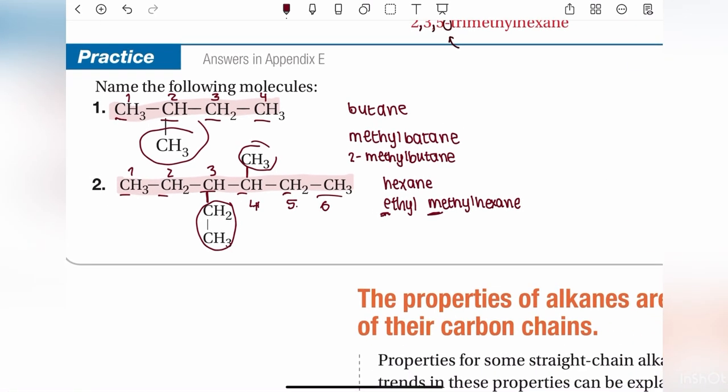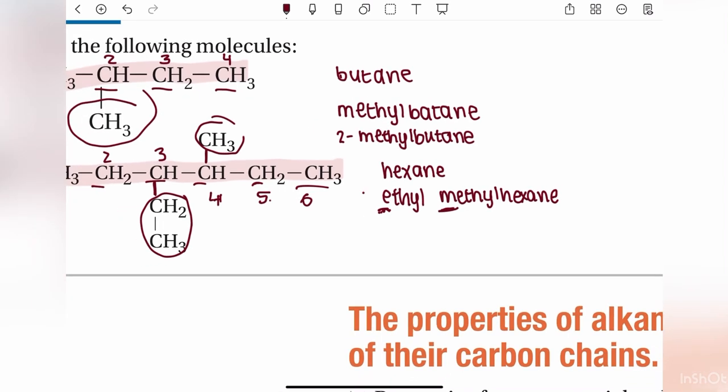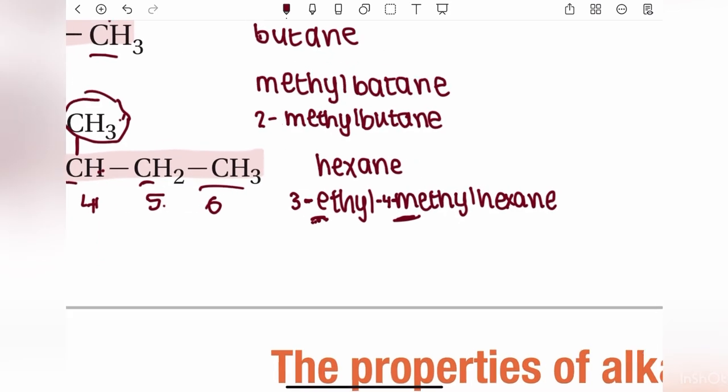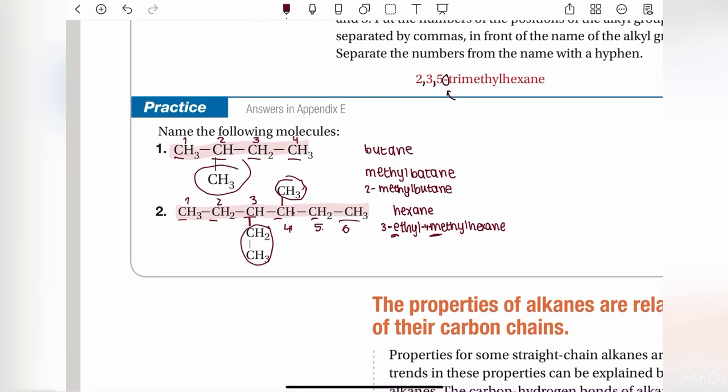And then we just add these two numbers in front of their names. So 3-ethyl, and then we'll have another dash, and another dash on the other side of the 4 because this methyl group falls under the number 4. So yeah, sorry, it's a little dirty, but 3-ethyl-4-methylhexane is the final name.